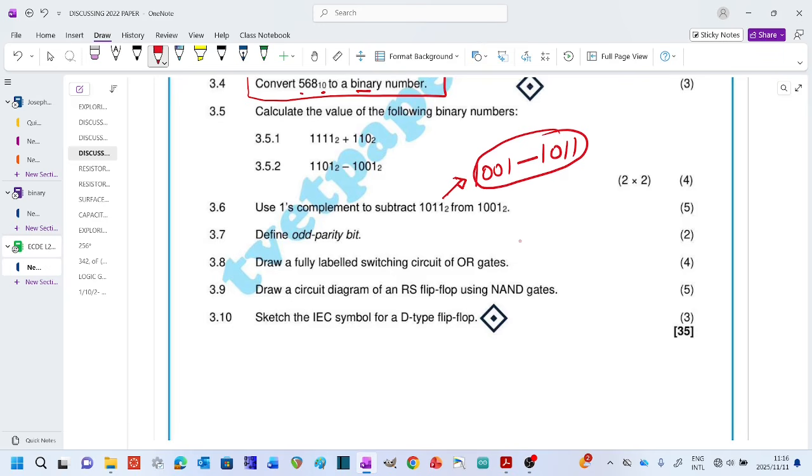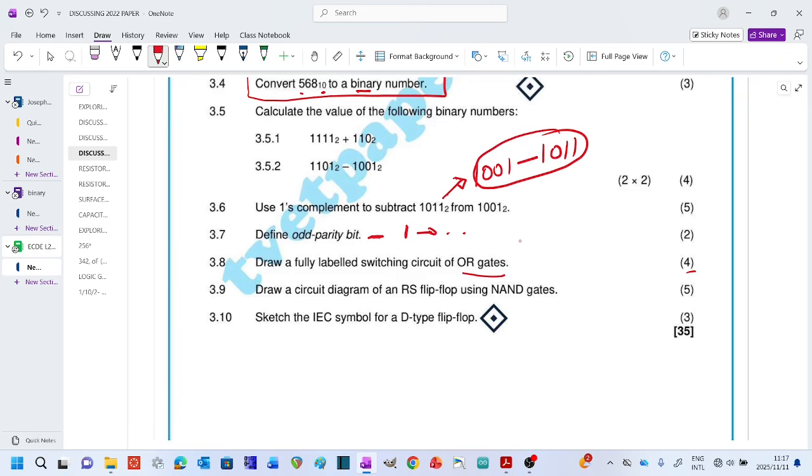And 3.7, define odd parity. We have defined this. Odd parity is the extra 1 that must be added to a word to have an uneven number of 1s. And 3.8, draw a fully labeled switching circuit of OR gates. They just ask you to draw. That's 4 marks. They didn't ask you to explain. If they had asked you to explain, that would be 8 marks like the other one.